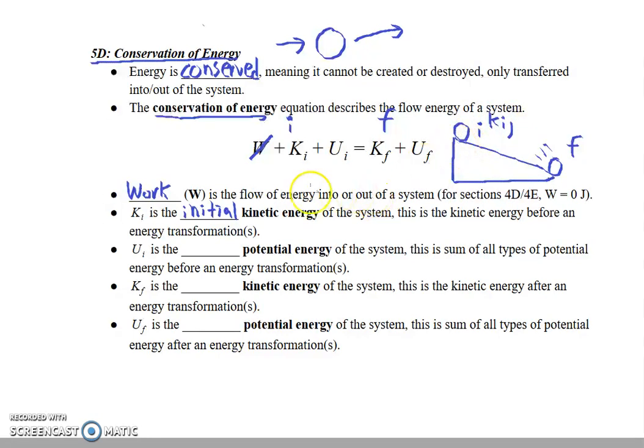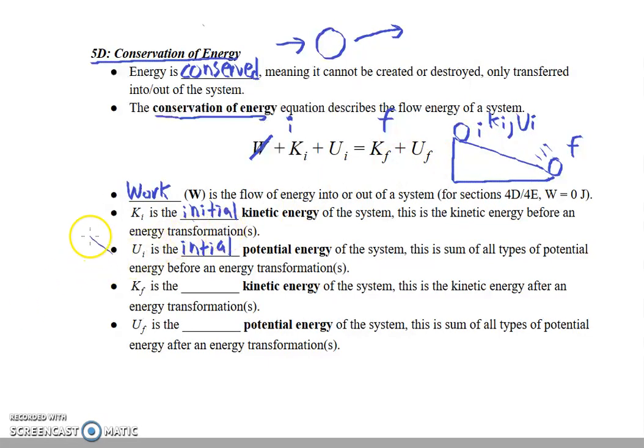The next term is Ui, so that's going to be the potential energy, the initial potential energy to be more specific. That's the sum of all types of potential energy before the transformation. So if we're thinking about that ball example, Ui would be up here. What are the types of potential energy initially?